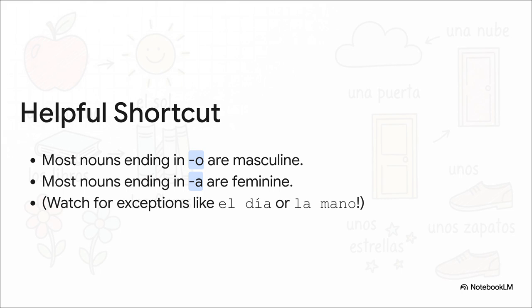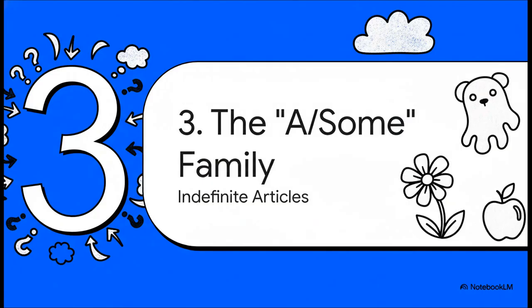Now, you're probably asking, okay, but how do I know if a noun is masculine or feminine? Well, here's a super helpful shortcut that works a ton of the time. Most nouns that end in o, like libro, are masculine, and most that end in a, like mesa, are feminine. It's not 100% perfect, but it's a real game changer. Okay, you've totally got the family the down.